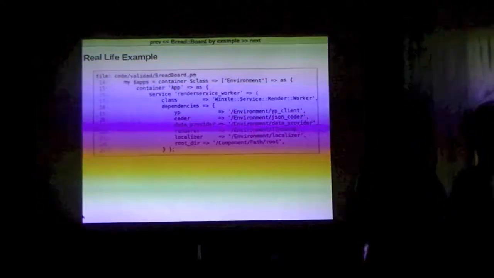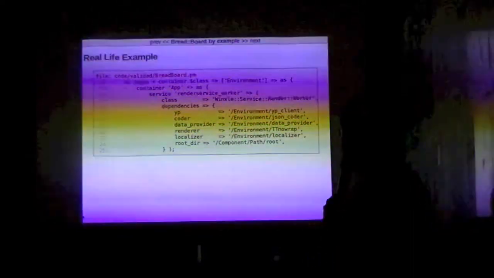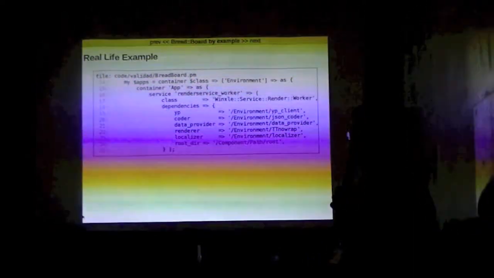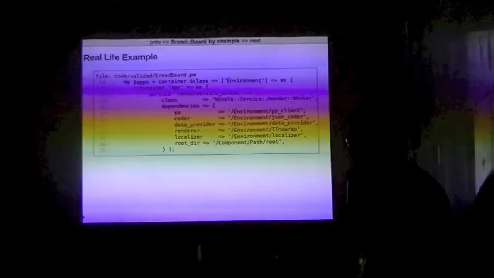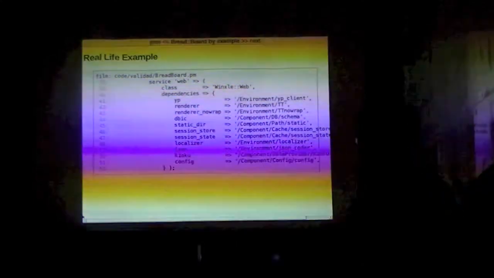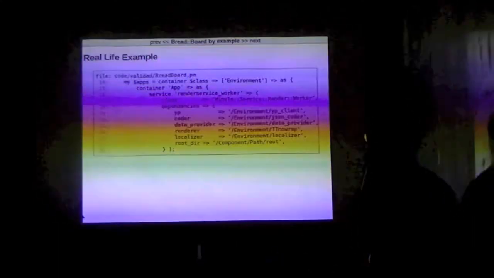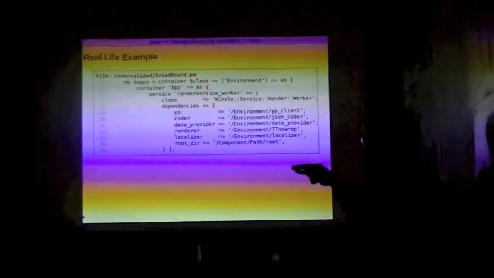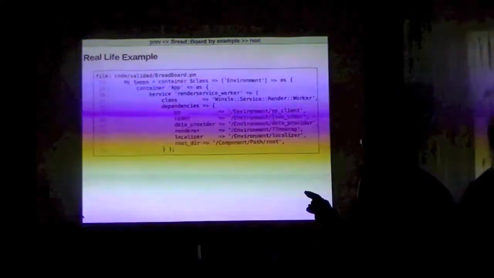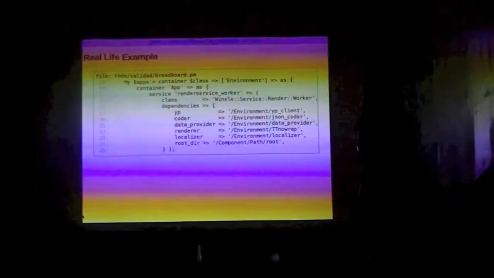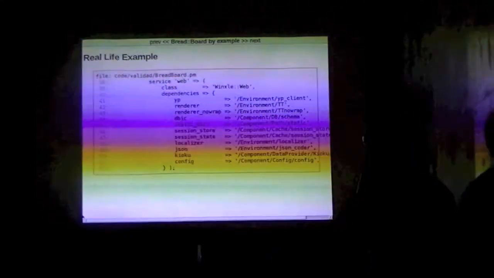Most of them are environment-based, so you depend on whatever environment you pass in. Some of them are hard-coded because that's not environment-specific yet. I mean, you can change it later. Here's another service called web, that's basically the web front-end. That thing, the render service worker, is a small script that does something. It runs on several machines and communicates with the rest of the system via a queue. The plan is to run thousands of that thing and only one of that thing.